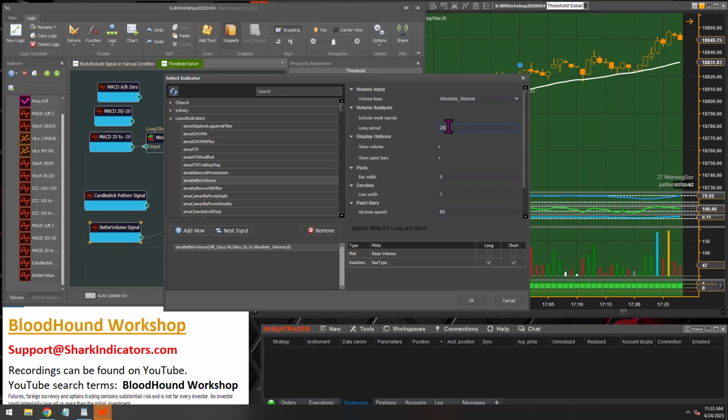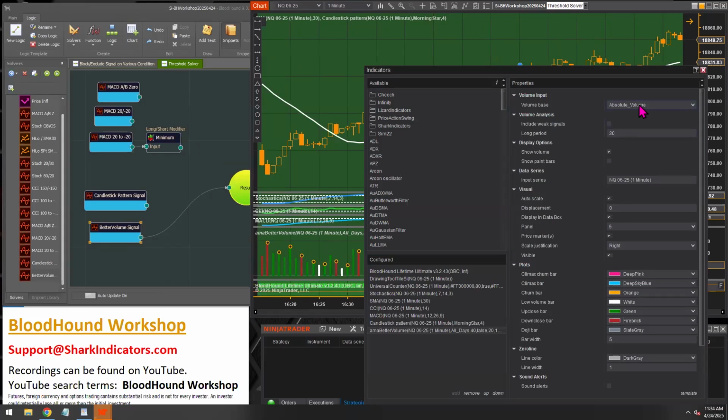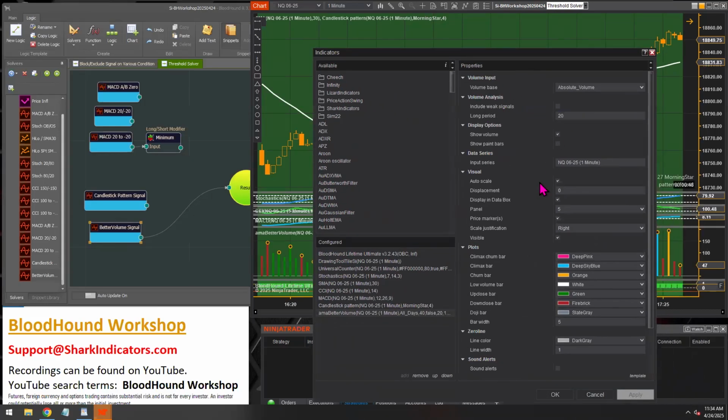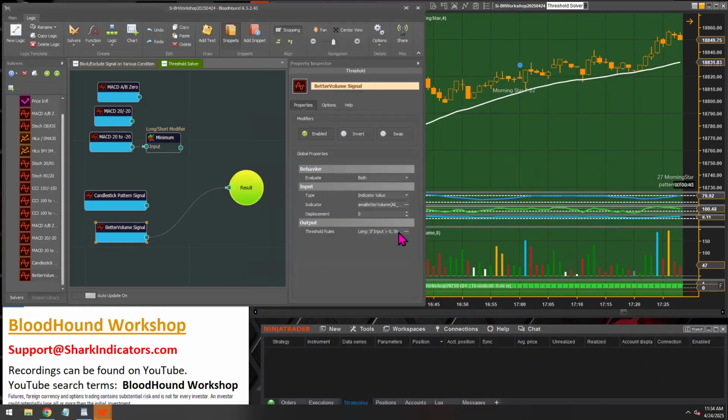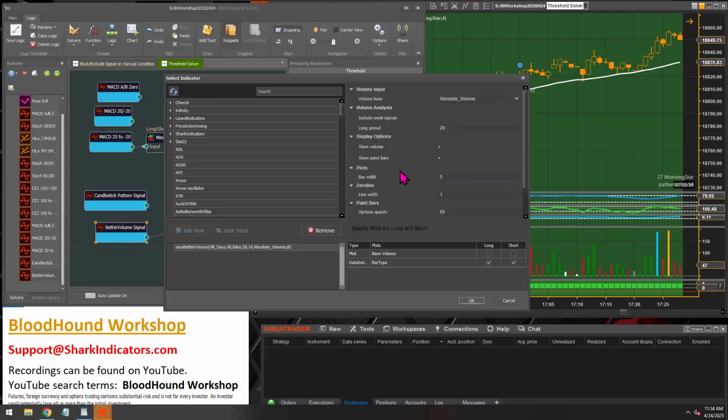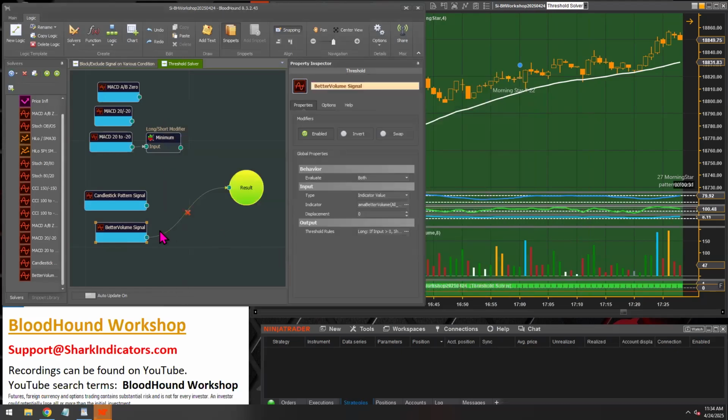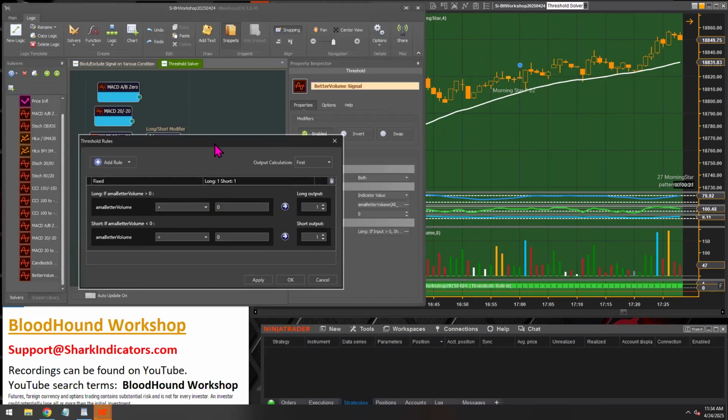And let me double check those settings there. Absolute volume is 20. Okay, let's see, weak signals is off. All right, I think I have my settings matching up with what's on the chart. So there we go. Now let's figure out how we identify these certain colors here. So let's open up the rules window here.